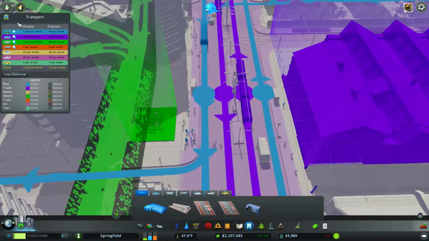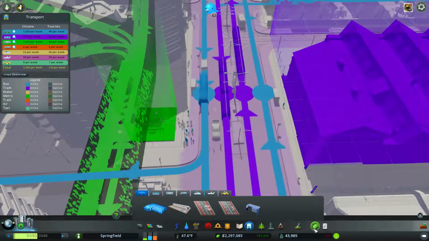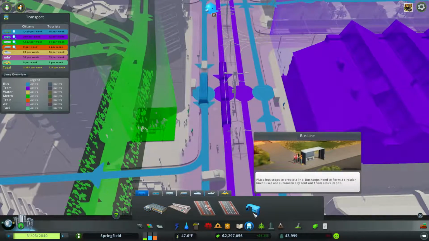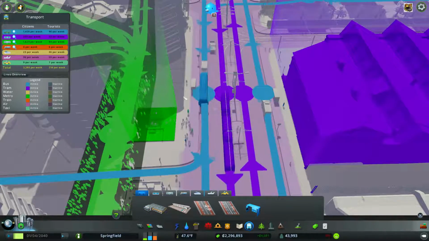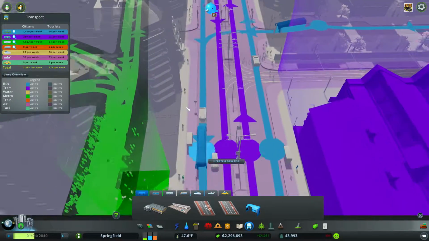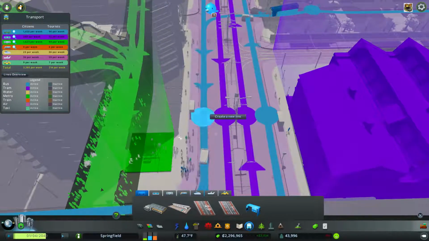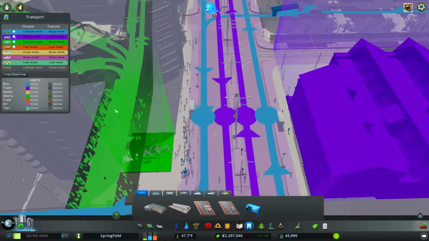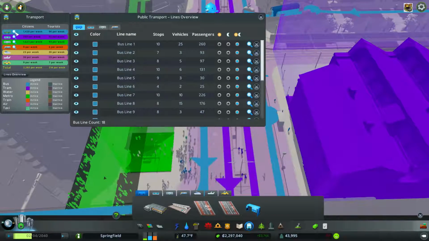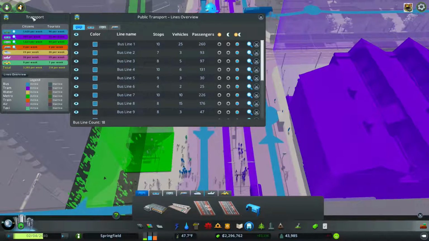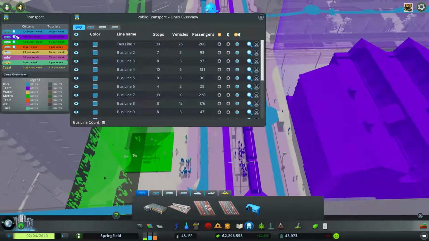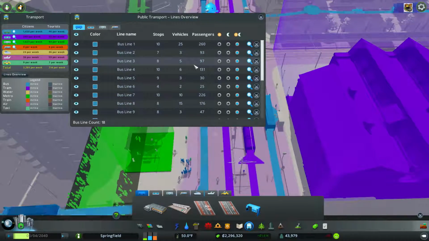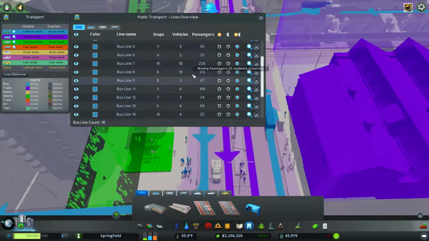For instance, I've had some bus stations, or bus stops rather, become very cluttered with people. I think this was one particular stop right here that had hundreds of people standing there waiting for a bus. So the first thing you do is you go here into transport and click on the magnifying glass right here, and it brings up this list of all of your bus lines.